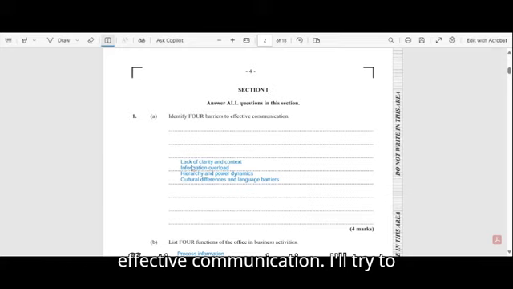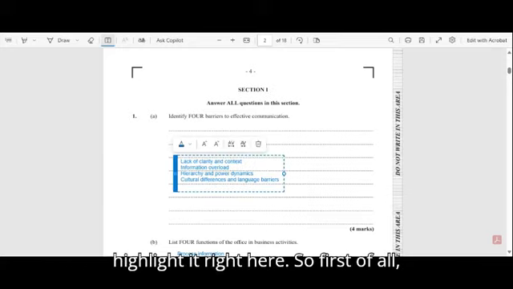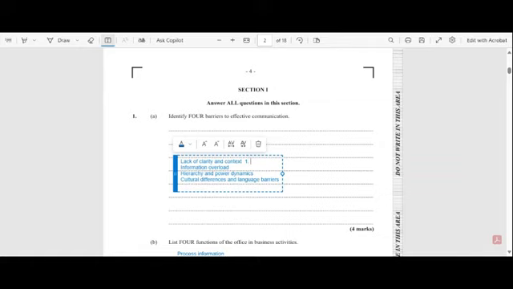Identify 4 barriers to effective communication. There's a lot of barriers. One of the barriers to effective communication, I'll try to highlight it right here. So first of all, we have lack of clarity and context.